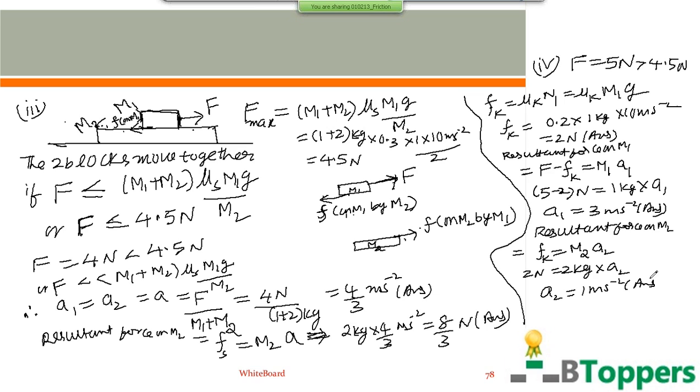So that's the answer. In the last part of the question, that is the fourth question, the magnitude of acceleration of M1 is 3 meter per second square, the magnitude of acceleration of M2 is 1 meter per second square, and the magnitude of friction between the two blocks is 2 newton. Come on, copy down the solution of this problem.